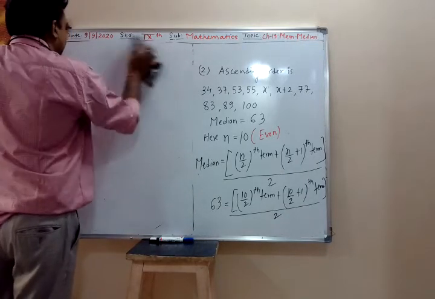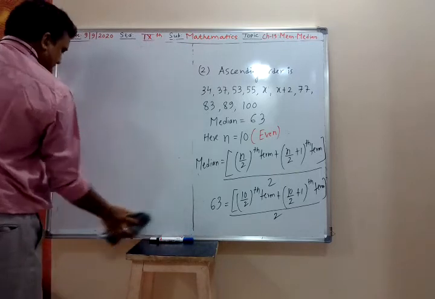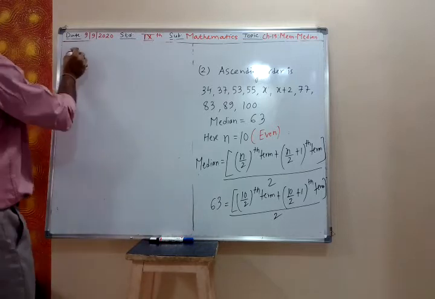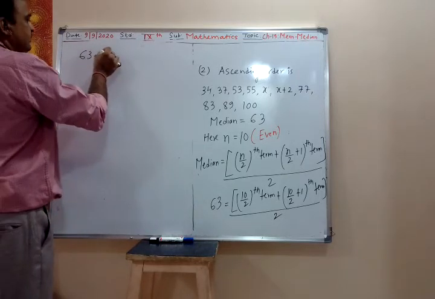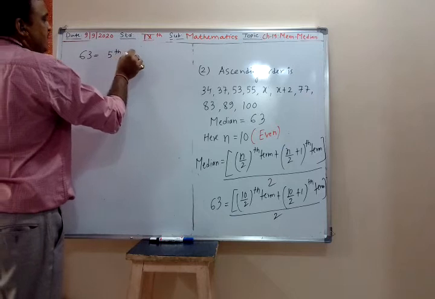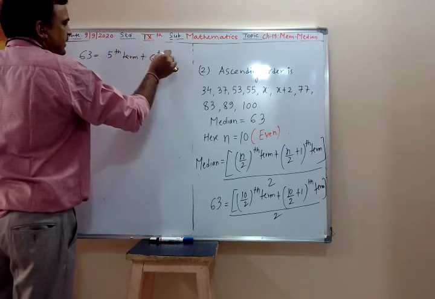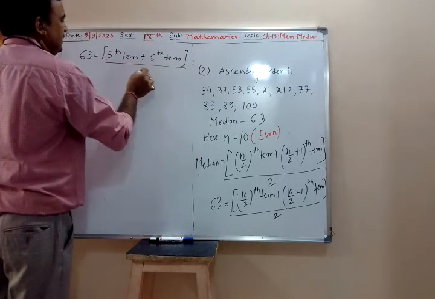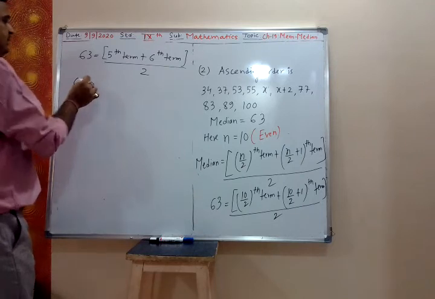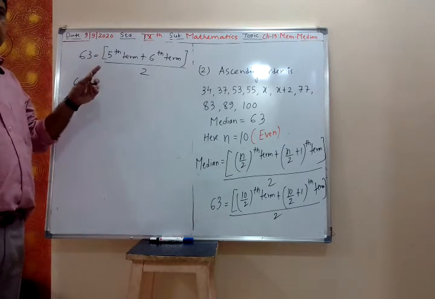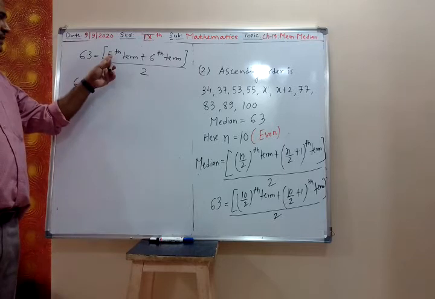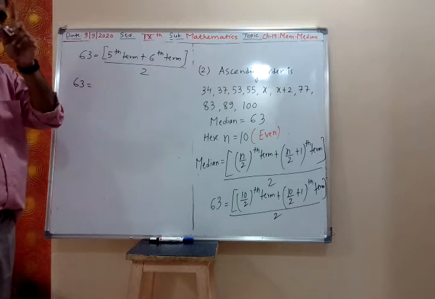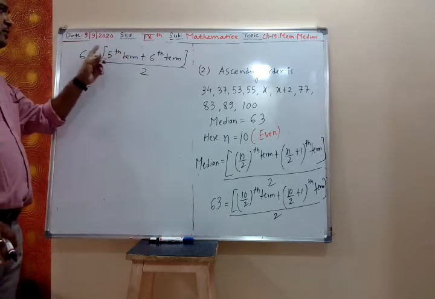We'll see. So 63 is equal to the 5th term plus 6th term, whole divided by 2. Again I am telling you, in examination most of the students, instead of writing 5th term, write 5 plus 6, 11 by 2, which is wrong. It is the 5th term, it is not 5.